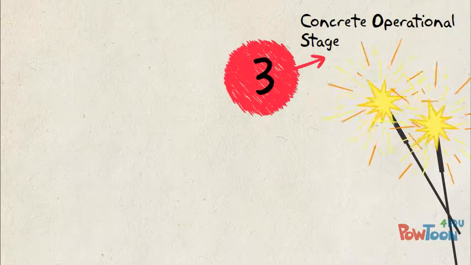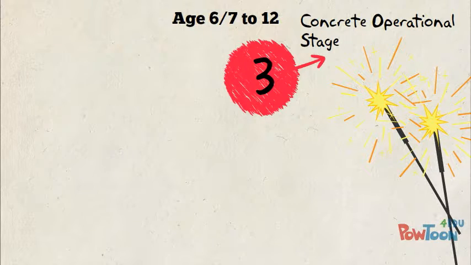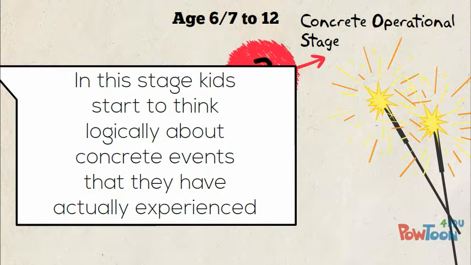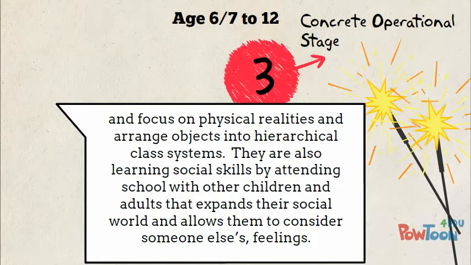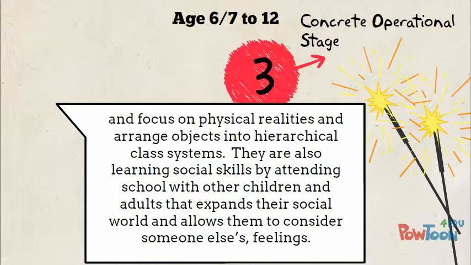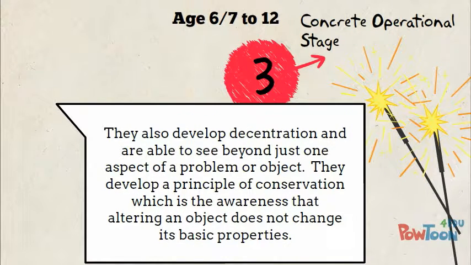Stage 3, or concrete operational stage, is from 6 or 7 years of age to about 11 or 12. In this stage, kids start to think logically about concrete events that they have actually experienced and focus on physical realities and arrange objects into hierarchical class systems. They are also learning social skills by attending school with other children and adults that expand their social world and allows them to consider someone else's feelings. They also develop decentration and are able to see beyond just one aspect of a problem or object. They develop a principle of conservation, which is the awareness that altering an object does not change its basic properties.